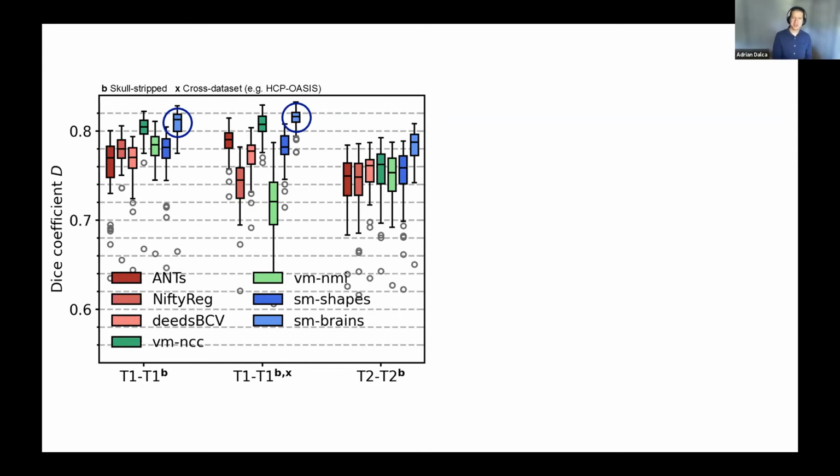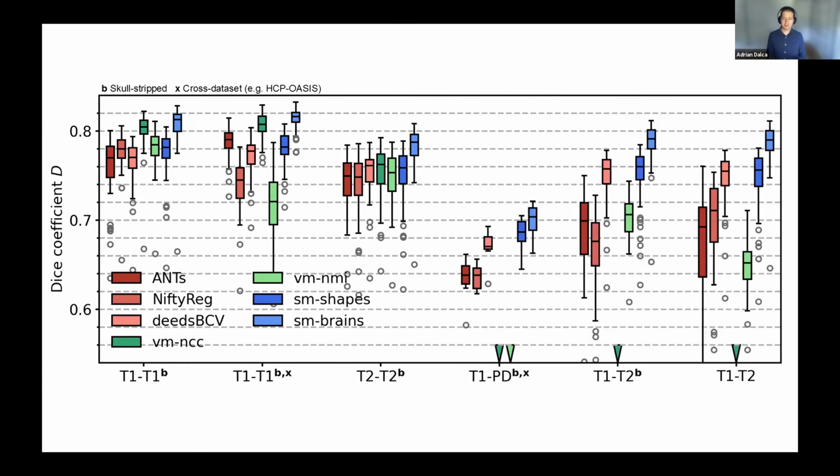But of course, there's a bigger question here, which is how do these models do when we deploy them to modalities they've never seen, right? That's what we care about. And so here's what happens. Here we're registering T1 to PD, so it's never seen a PD modality, really. Or we register T1 to T2, and networks have never seen that combination.